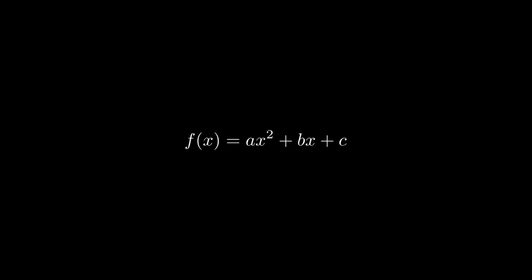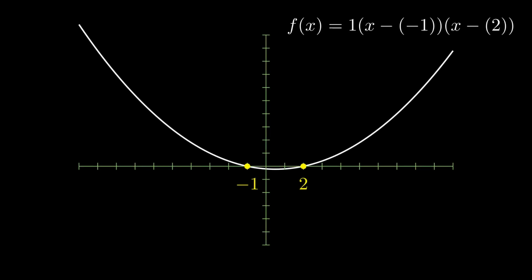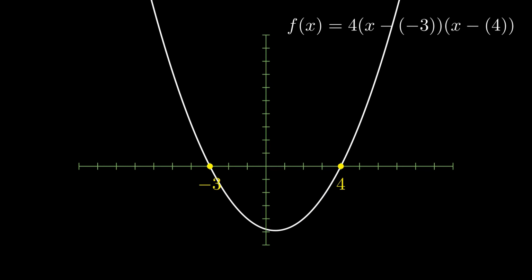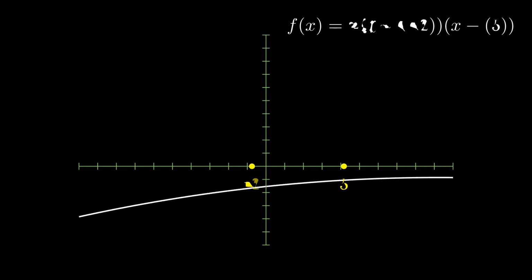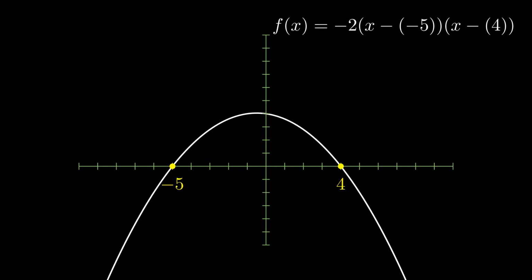Another way to represent a quadratic function is this. Here, alpha and beta are the roots of the function. To see why this is true, you can watch our previous video, but here we provide a few visual examples. Do note that the roots of the function are always equal to the values inside of the brackets. In the case of finding the roots, f(x) is equal to 0.